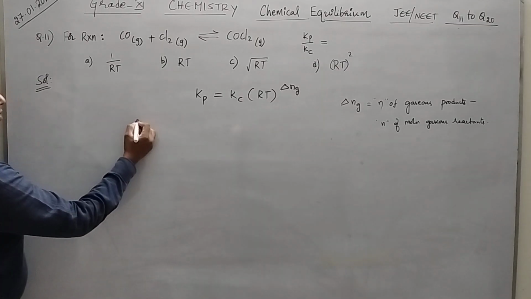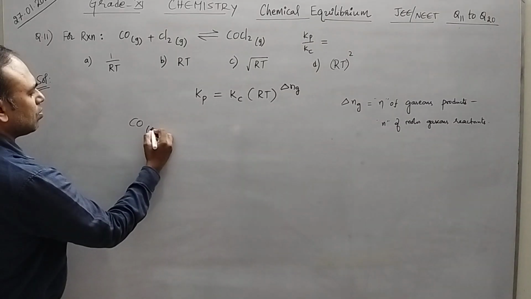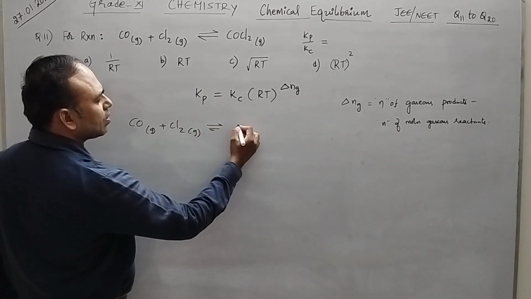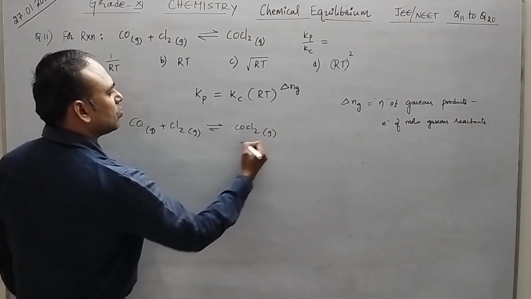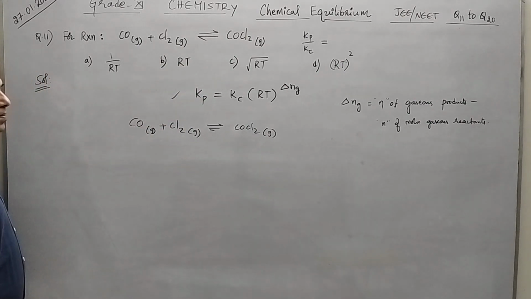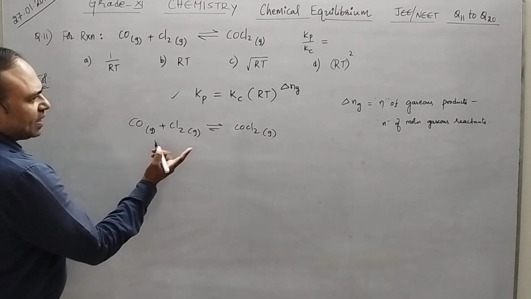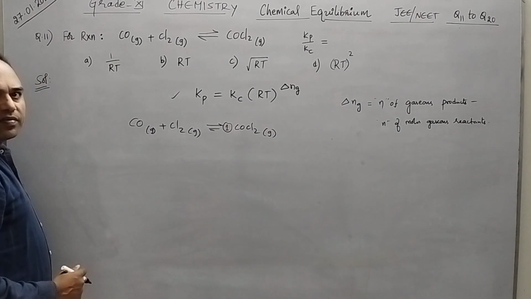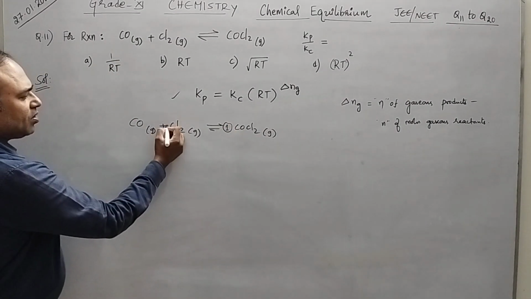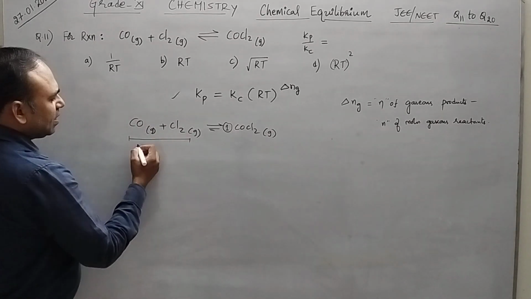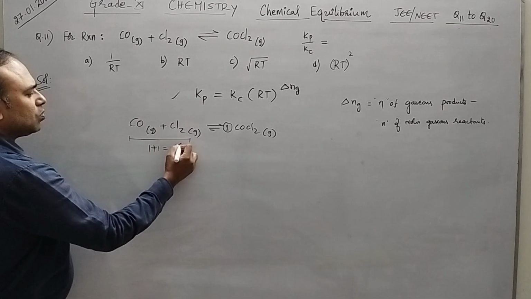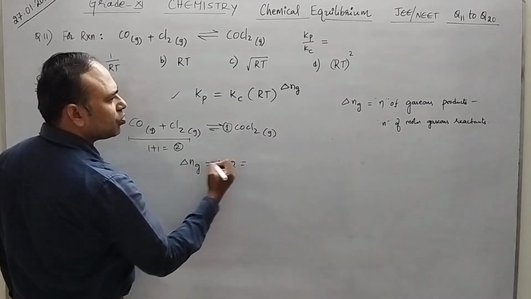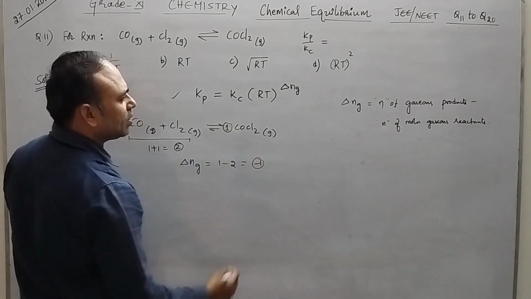What is the equation? CO plus Cl2 gives COCl2. So we need to apply the formula. How do you get delta Ng here? You can see that the number of moles of product is 1, and if you consider the reactants, it is 1 plus 1, nothing but 2. So therefore delta Ng is equal to 1 minus 2. So what you get? Minus 1.